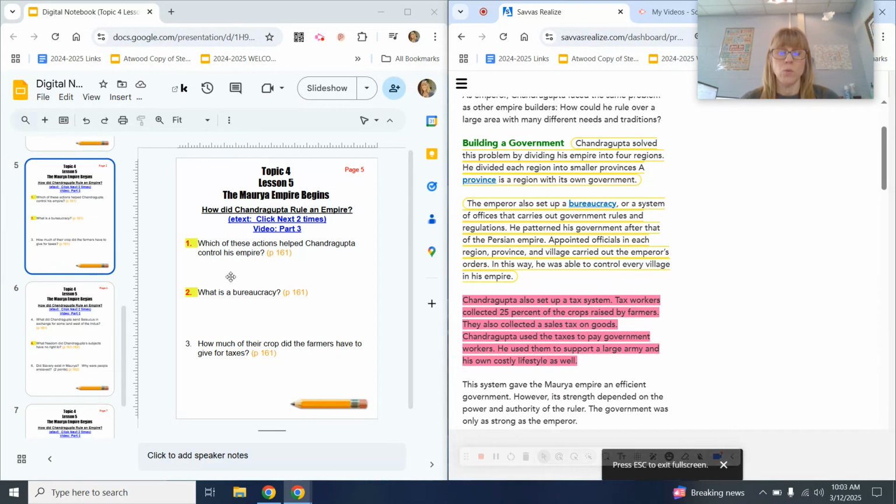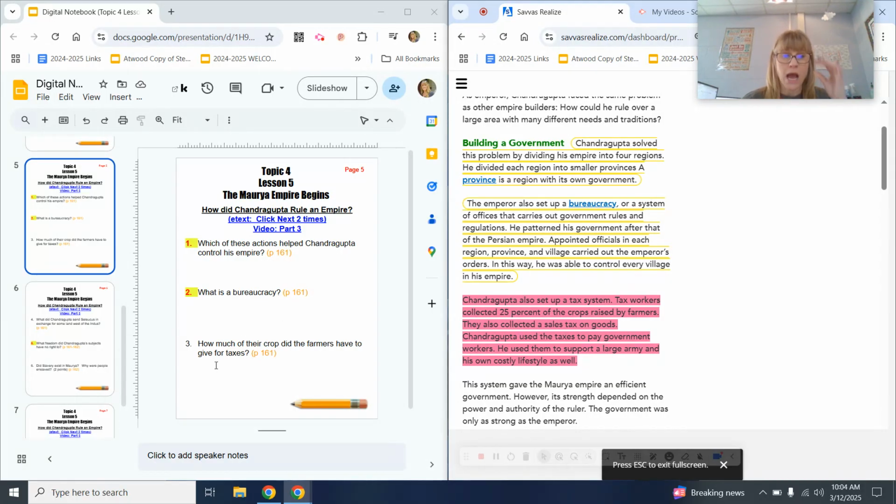Number 1, which of these actions helped Chandragupta control his empire? You'll find that answer in this yellow circled paragraph. Number 2, what is a bureaucracy? You'll find the answer in this second yellow paragraph. Again, it is a vocab word for this lesson.